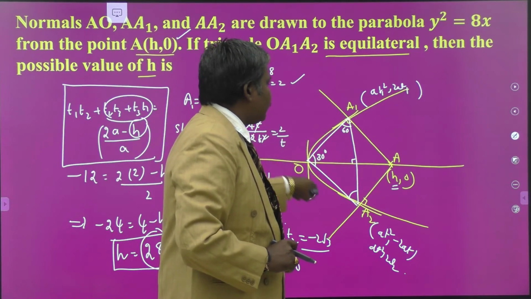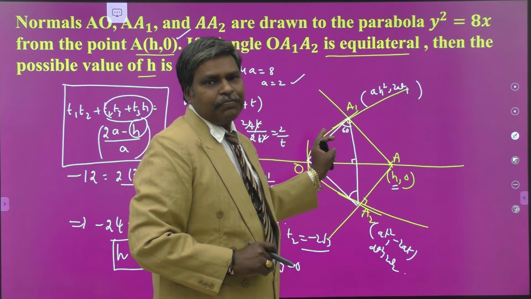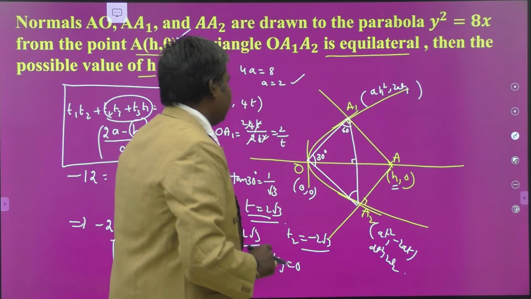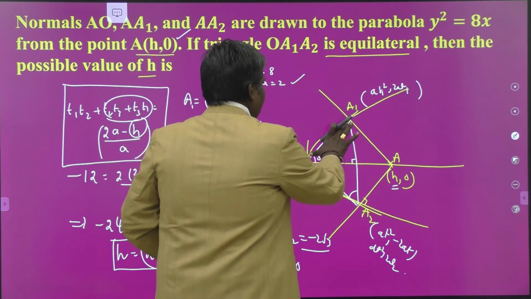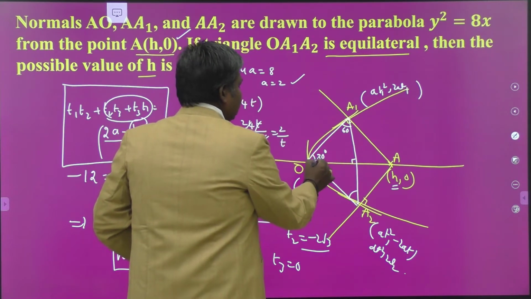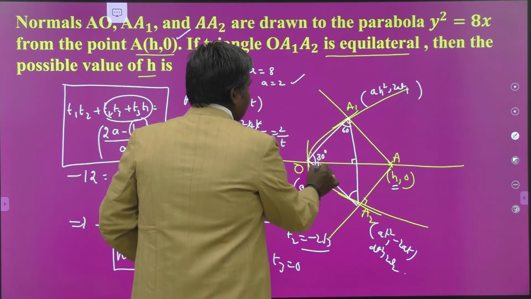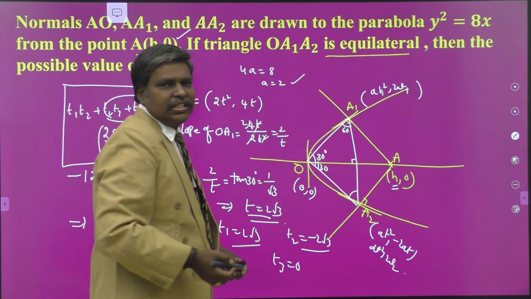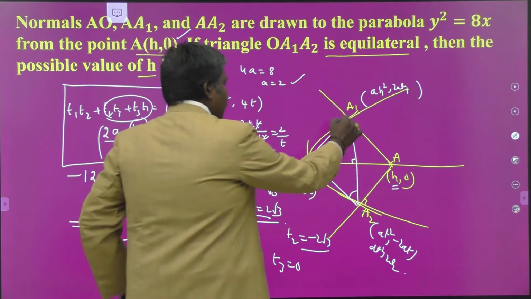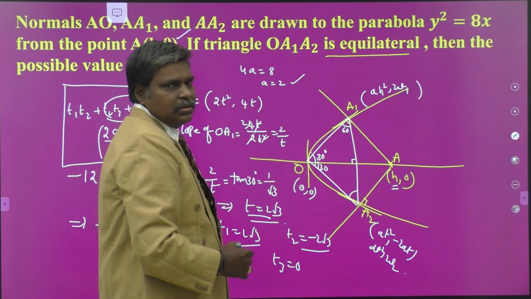So the 3 feet of the normals form what? Here, an equilateral triangle. For that, the slope of AO becomes 30 degrees. By symmetry itself, if it is 30 degrees, automatically it is 30 degrees, total 60 degrees. And this is the line parallel to the y-axis. Okay.